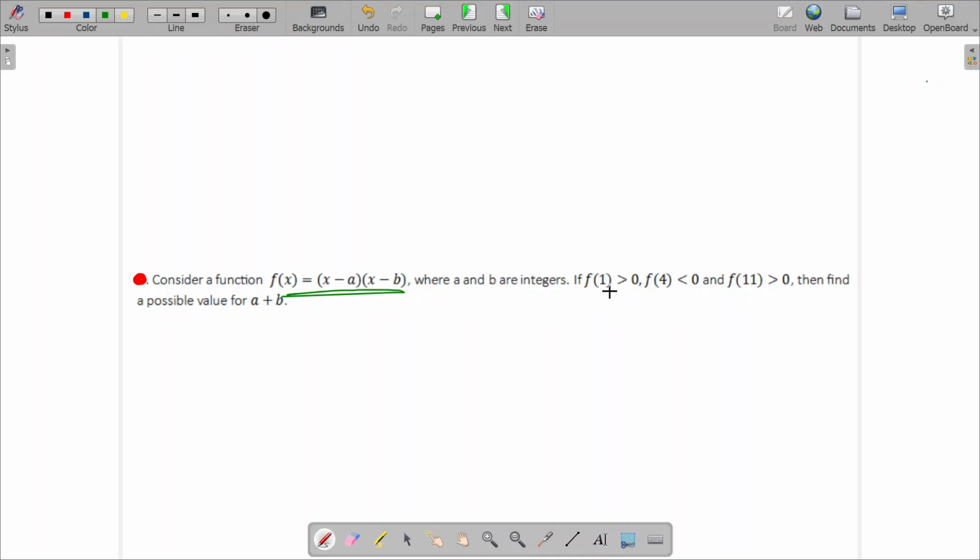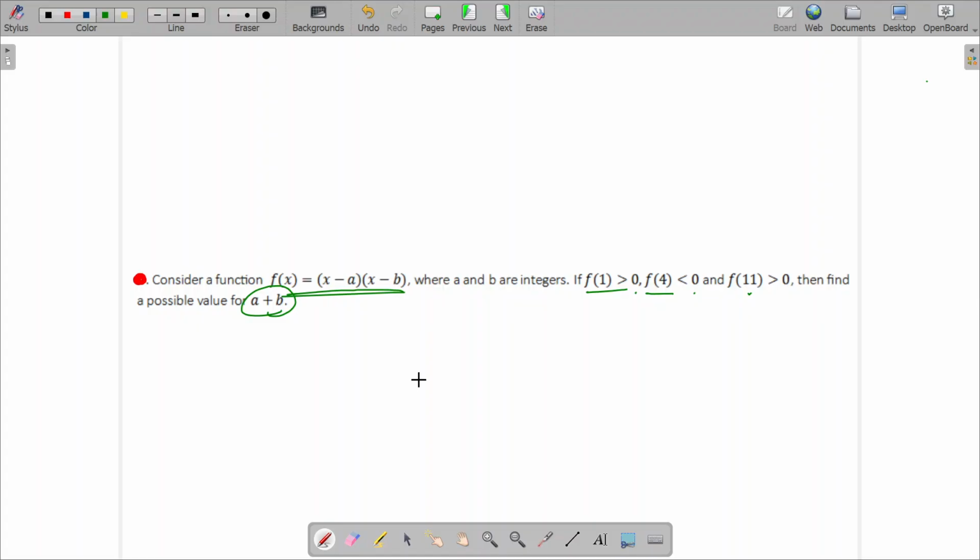Now, some conditions are given. f(1) is greater than 0, f(4) is less than 0, f(11) is greater than 0. You have to find the possible values of a and b, a plus b together.